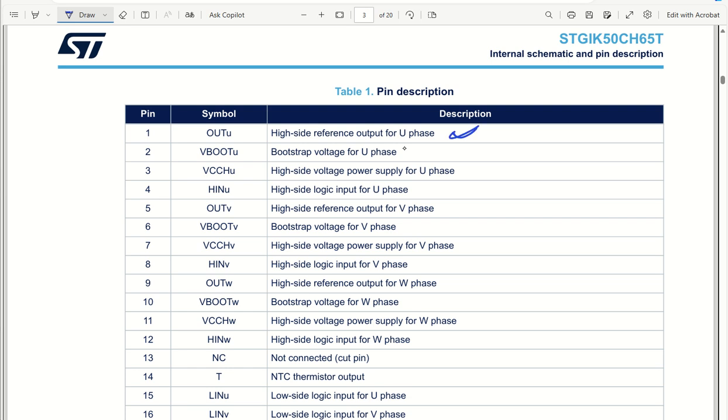As we come down here, all the pin names and their descriptions are given. We have OUT U, which, as I told you, is the high side reference output for U phase. Similar to that, it has BOOT U, the bootstrap voltage for U phase. We have VCC HU, the high side voltage power supply for U phase, and HIN U, the high side logic input for U phase. And we have OUT V, similar to OUT U, BOOT U, VCC HU and HIN U. We have the same for HV, and then similar to that for HW. So that is for the high side U phase, V phase and W phase. We have all the pins.